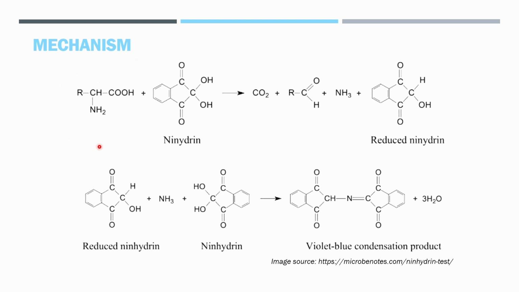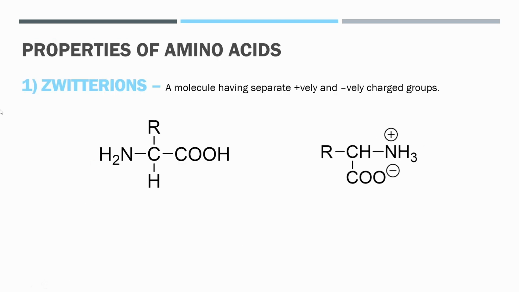First of all, we've taken an alpha amino acid and reacted it with a mole of the Ninhydrin reagent. We'll get carbon dioxide, aldehyde, ammonia, and the reduced form of the Ninhydrin. In the second step, we have taken the same reduced form of the Ninhydrin along with the ammonia which was expelled in the first step and reacted it with another mole of Ninhydrin to get the violet-blue condensation product in a positive Ninhydrin test.